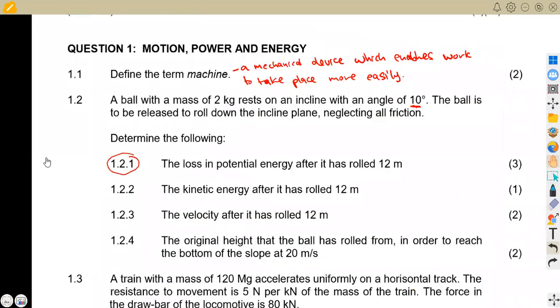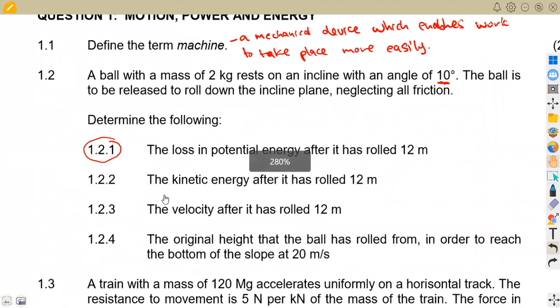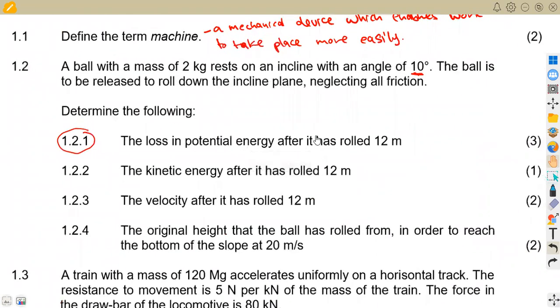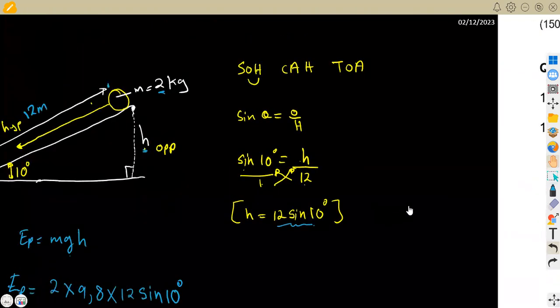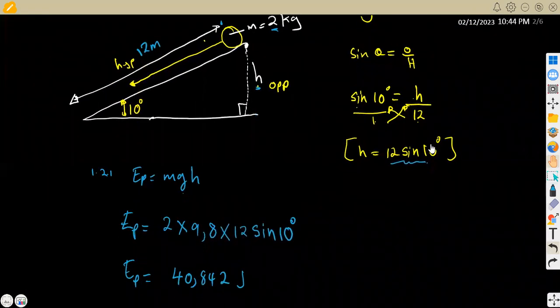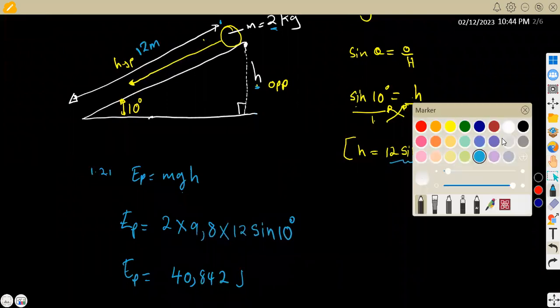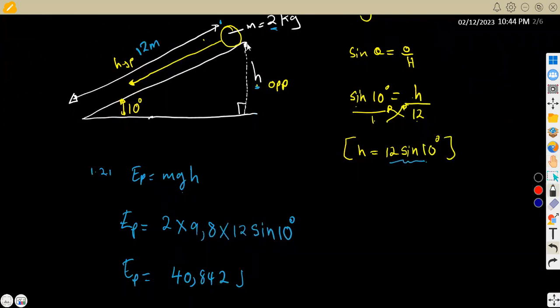That's 1.22. On 1.22, we are now asked to calculate the kinetic energy after it has rolled 12 meters. Remember guys, we were given the potential energy, the one that we calculated. After it has rolled 12 meters, that's the same as the potential energy that we have at the top, because we are calculating using this height. So we are referring to the potential energy at the top, which is going to be equivalent to the kinetic energy.